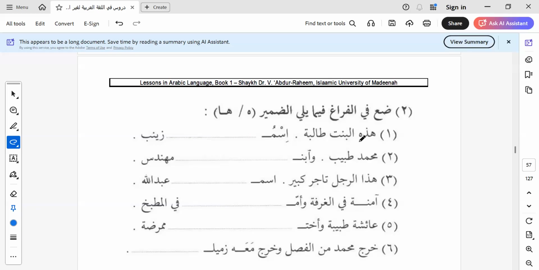Idafa sentence. Is an idafa. Well, idafa is never a sentence. If you want to talk about idafa, you say murakkab idafi. You're saying idafa phrase. That's the word for anything that happens in an idafa environment. It is not a sentence, but a murakkab is a phrase. So first of all, هذه البنت طالبة is not idafa.